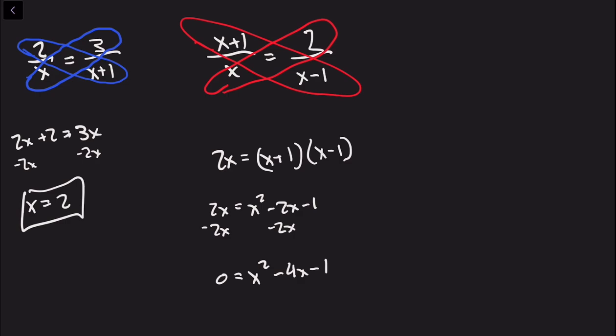We have to think, are there any numbers that multiply to equal -1, add to equal -4? They're not going to be friendly numbers, so here we would just use the quadratic formula, which again is -b plus minus square root of b squared minus 4ac over 2a. We have our a term, our b term, our c term. So we're going to plug this in.